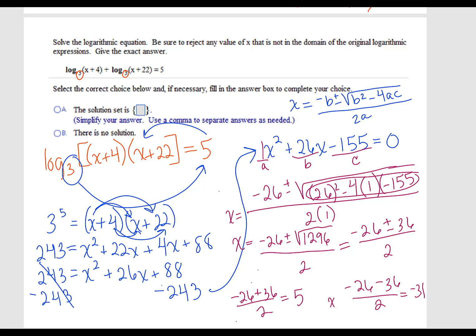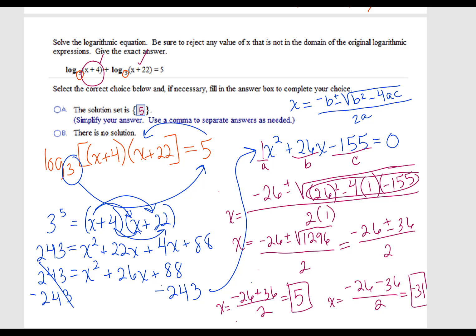Okay, so this is what I'm thinking my solutions are, right? But remember, I have to go back to the original equation and see if that makes this value all together in parentheses positive. I don't automatically throw out that negative 31 because if I had negative 31 plus 45, that would work out. So I plug in 5. 5 plus 4 would equal 9, so that works here. 5 plus 22, that would be 27, that works here. So 5 is definitely one of my values in the solution.